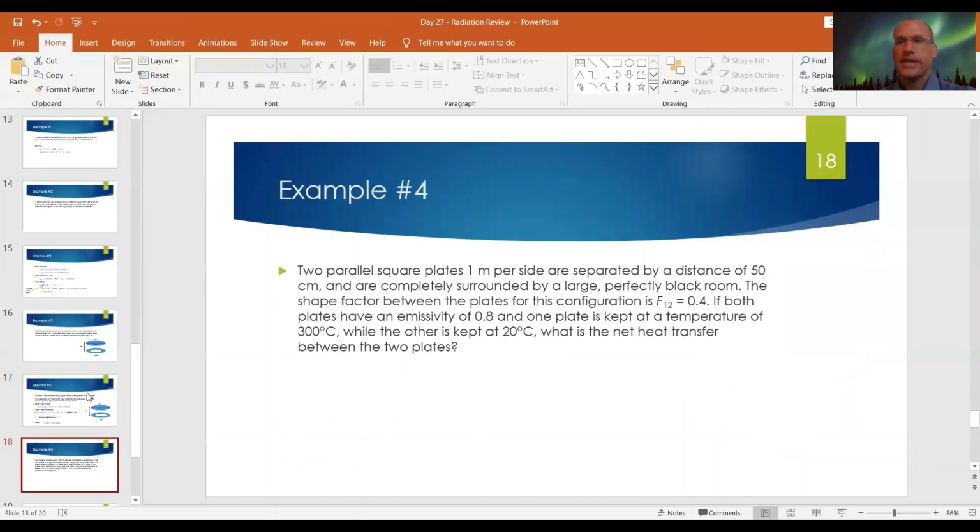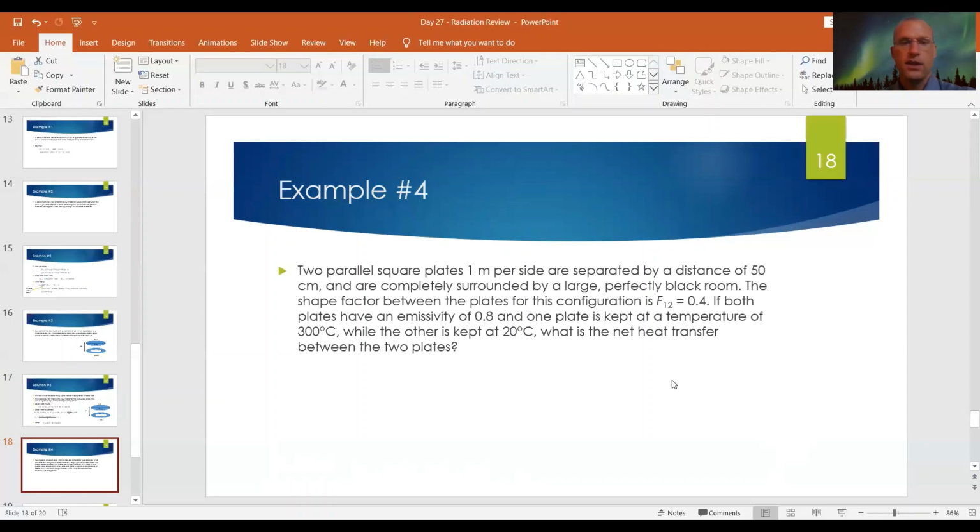Then last up, example number 4. This is kind of similar to what you'd see for the longer version question, so multiple calculations are going to be involved here. I have 2 parallel square plates, 1 meter on each side, separated by a distance of 50 centimeters, completely surrounded by a large, perfectly black room. The shape factor between the plates, F12, is 0.4.